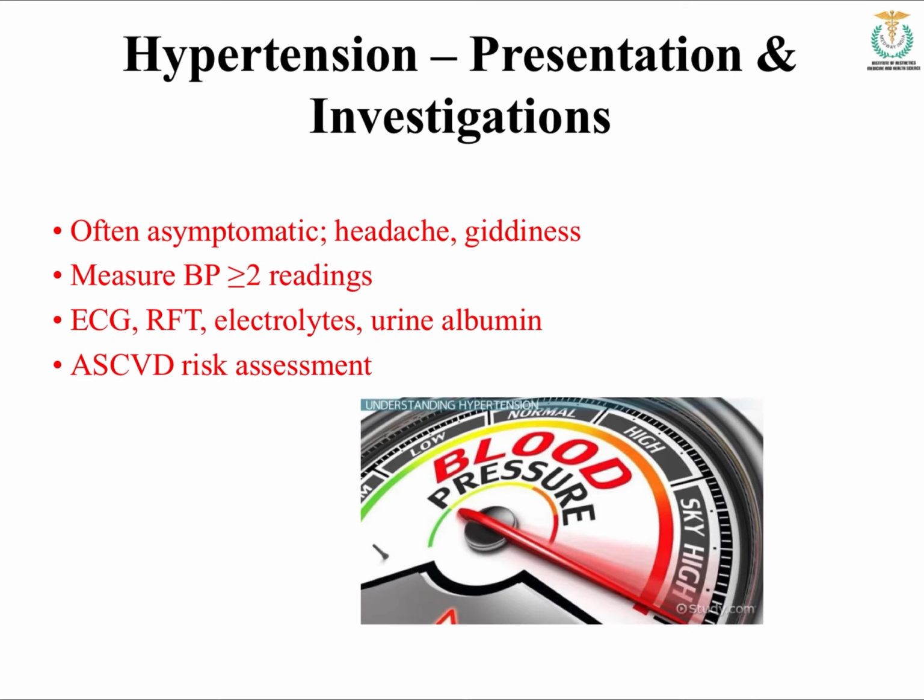Next comes hypertension. Hypertension is usually silent, and patients may report a headache or dizziness, but most are asymptomatic. Confirm the diagnosis with multiple BP readings, preferably a home or ambulatory BP when available. Baseline investigations you have to do include ECG, renal function test, electrolytes, urine albumin creatinine ratio, fasting glucose, and lipid profile to assess the cardiovascular risk. And also look for secondary causes if onset is young, resistant, or with features suggestive of endocrine or renal disease. So this is the presentation and investigations you will be doing.